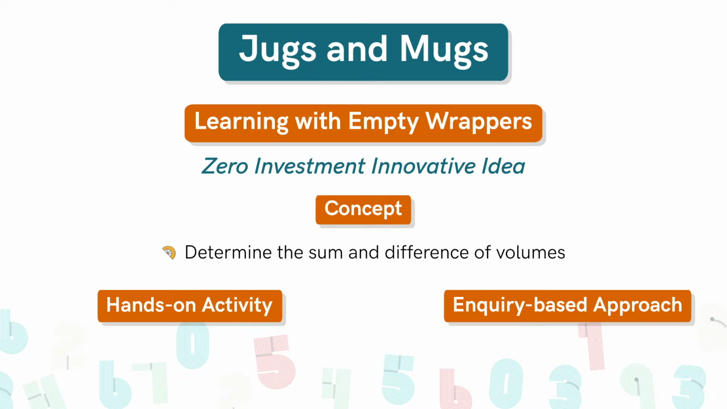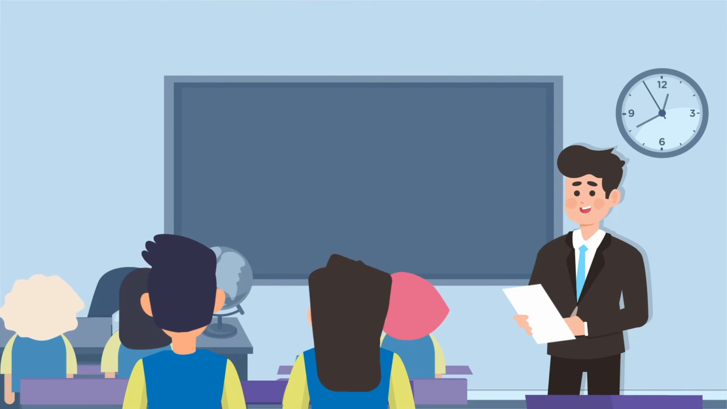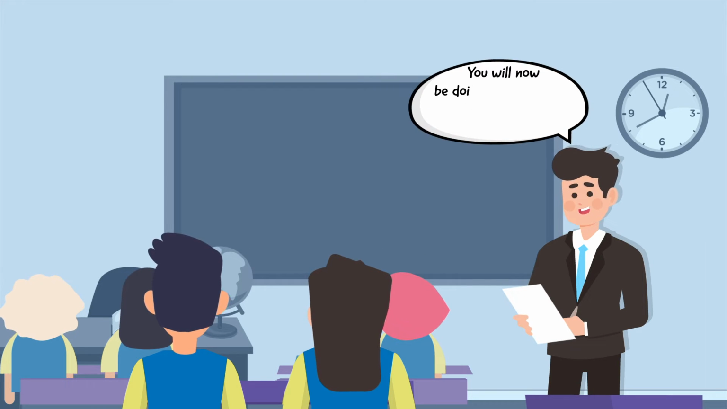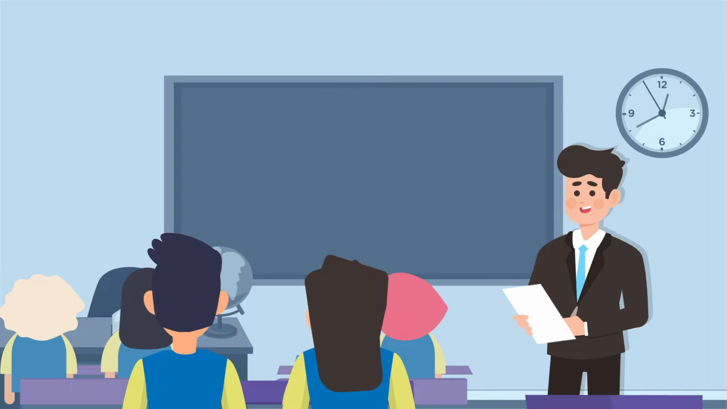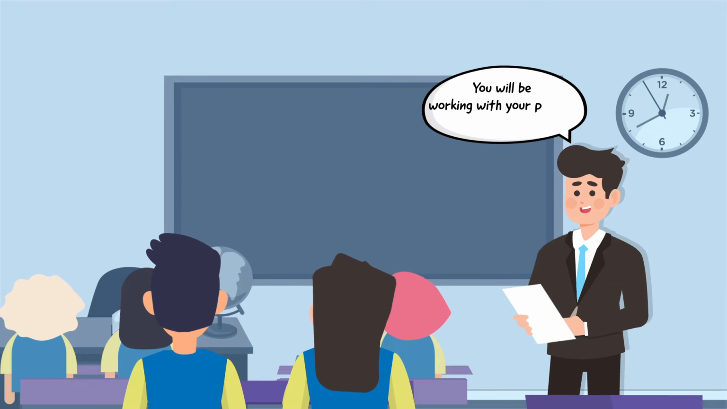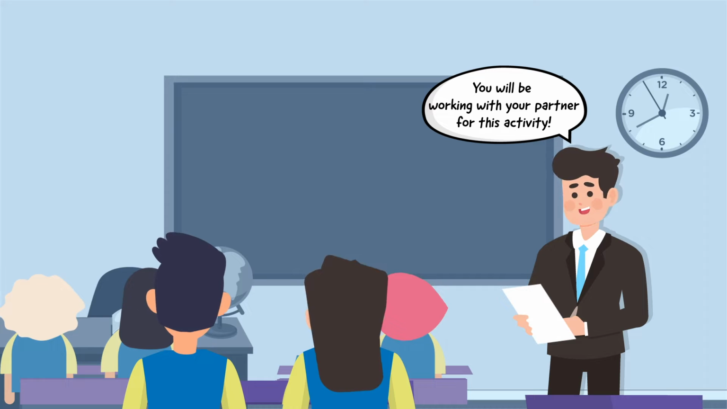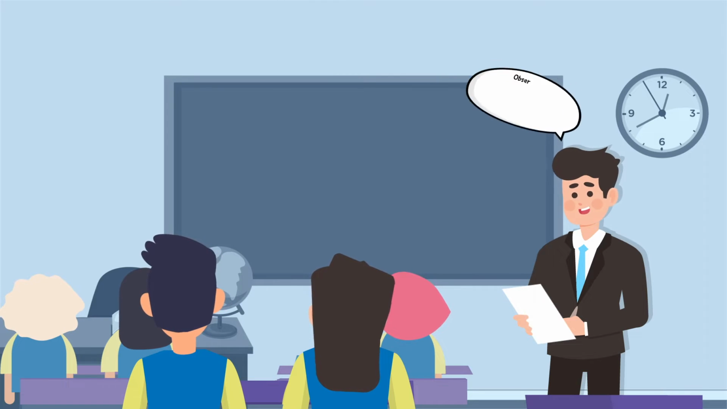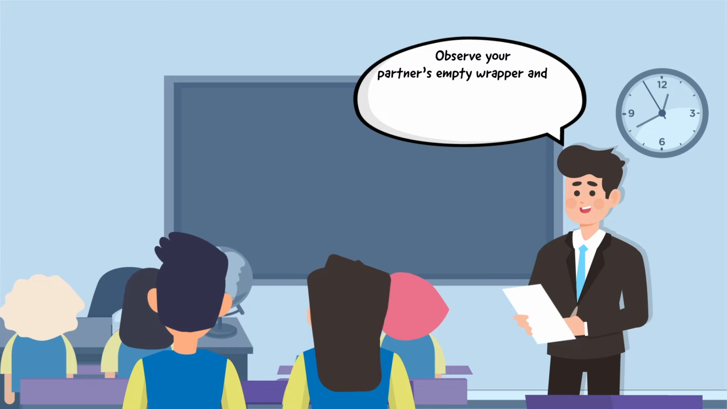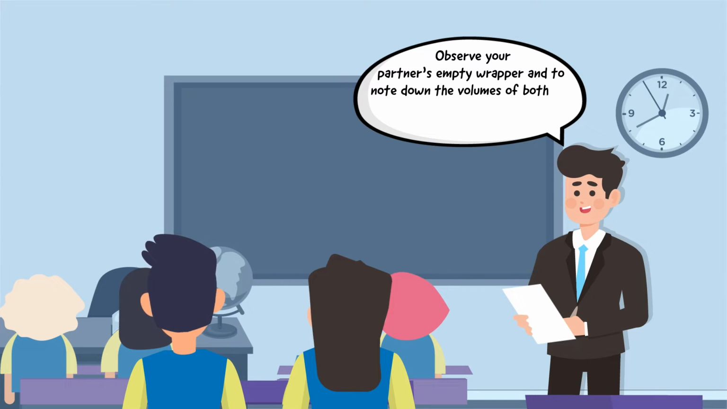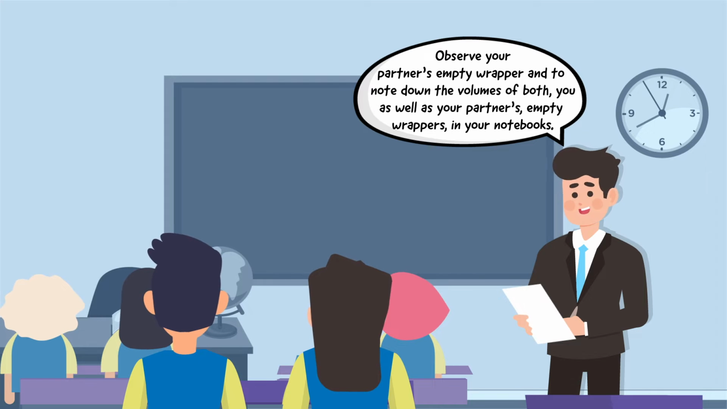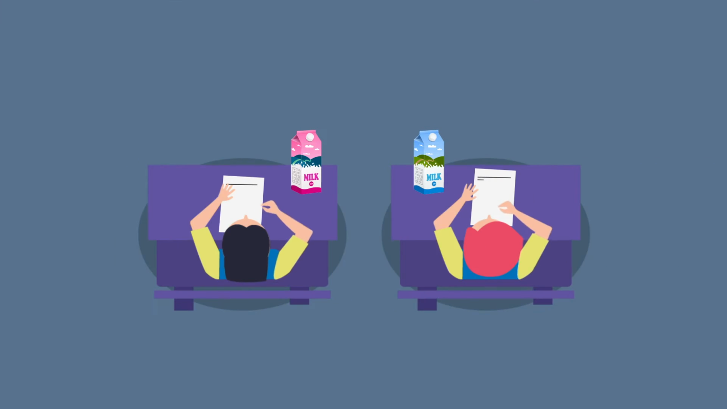approach. So, let's begin by informing the students that they will now be doing a new activity to learn to add and subtract volumes. Inform the students that they will be working with their partner for this activity. Ask the students to observe their partner's empty wrapper and to note down the volumes of both theirs as well as their partner's empty wrappers in their notebooks. Give the students some time to note it down.